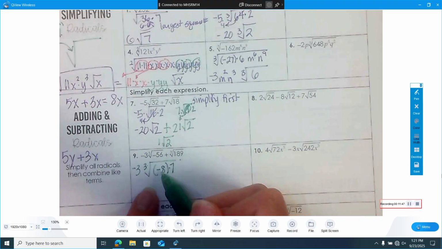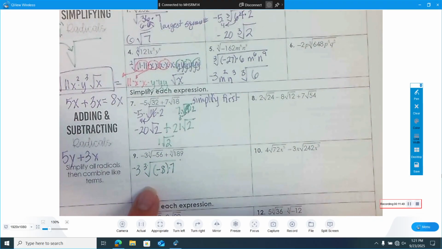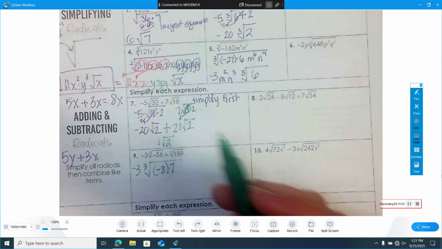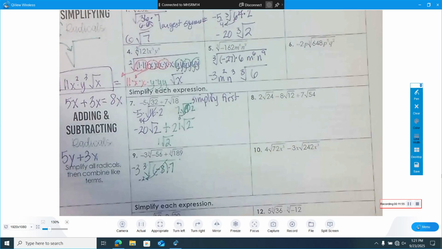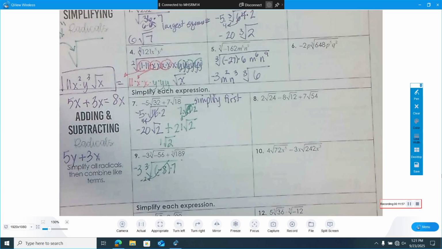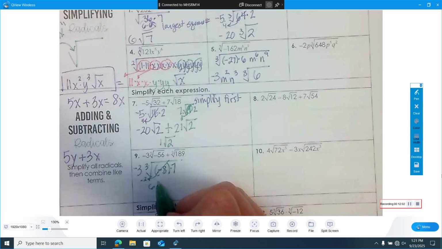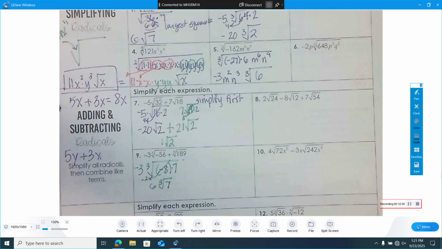And what is the cube root of negative 8? Negative 2. Negative 2 times negative 2 times negative 2 would give me that negative 8. So a negative 2 is going to come outside that radical. So what does it simplify to? 6 cube root of 7. So the 7 is still under the radical.